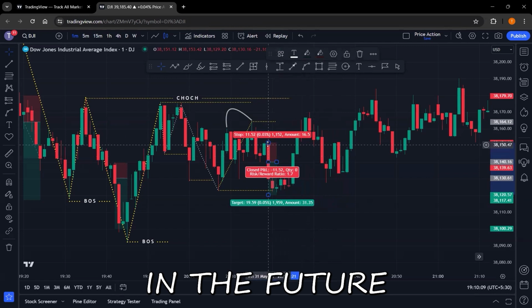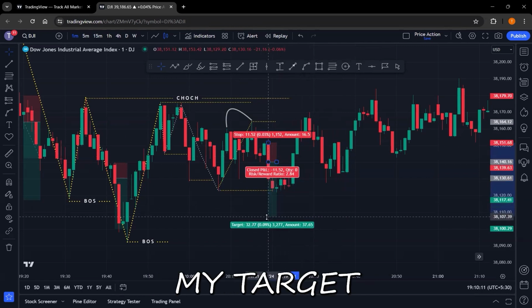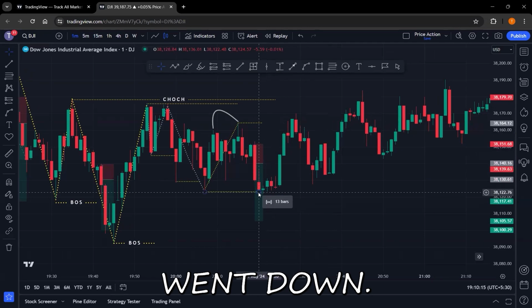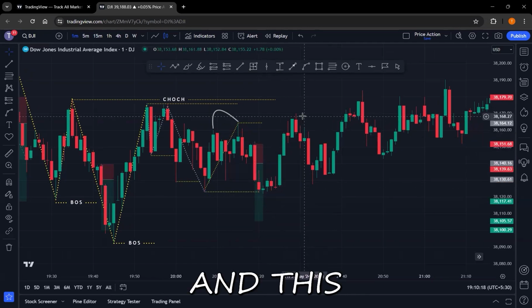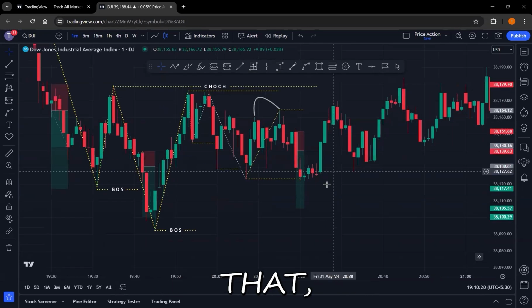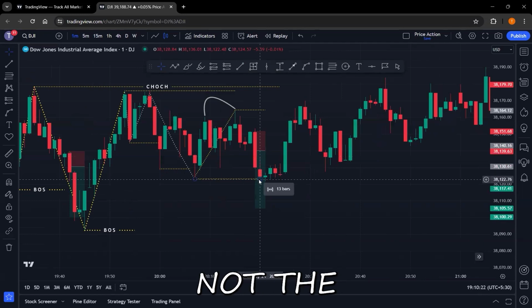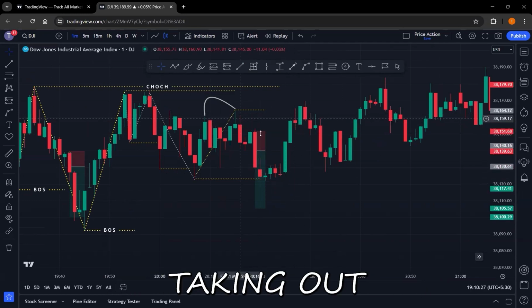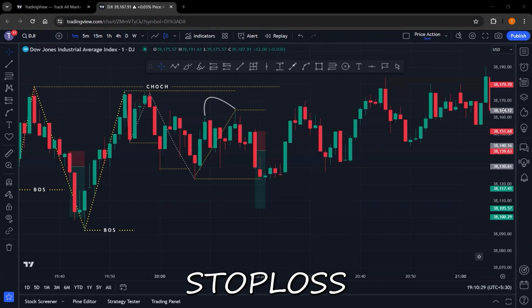No doubt, I know in the future you can see that the price has not touched my target of 1:3. Since we know that all our trades are 1:3, the price actually went down, swept this level again and then started moving back up again. And because of which you can see that the price tried to move in our target direction, but what did happen? It reversed from this level and started moving upside and taking out a stop loss. But these are the stop losses that you have to accept.